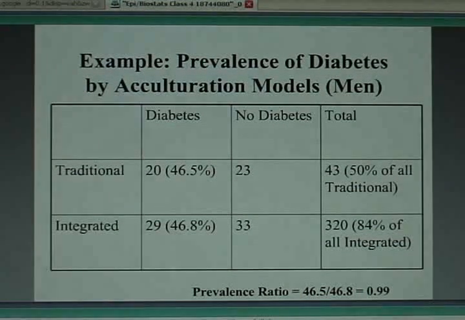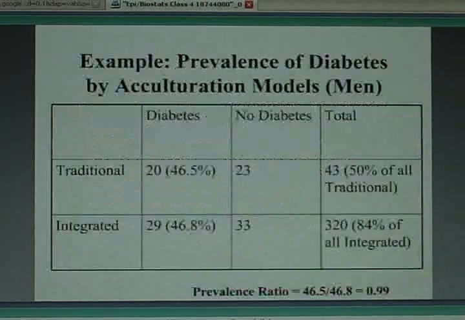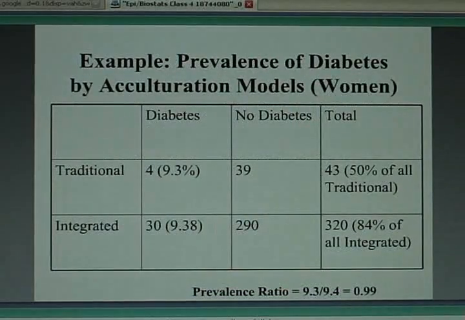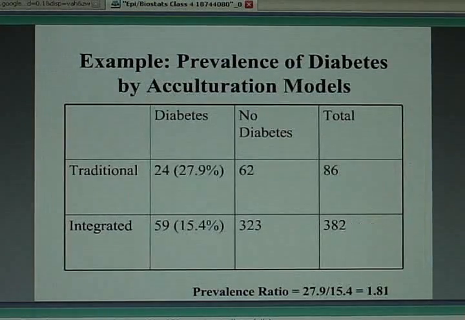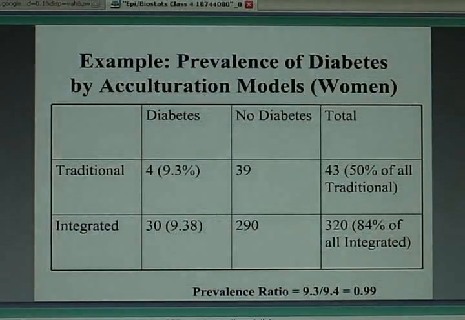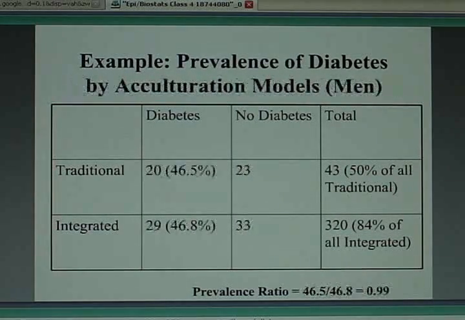So all I've done in this slide, if you want to correct this typo, is I've gone back to the women's slide, looked at in the previous slide, subtracted this slide from the original slide that had everybody in it, and that would give me the slide of men. The only wrong number here for the men should be this total. It's not 320, it should be 62. But now, among men in the traditional group, or among men in the integrated group, about 46% of them are diabetic. That means the prevalence ratio, again, around 1.